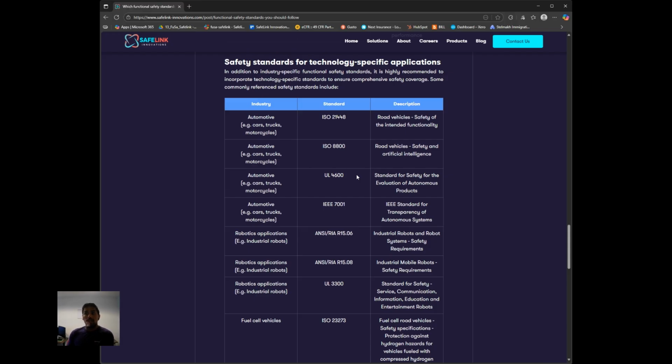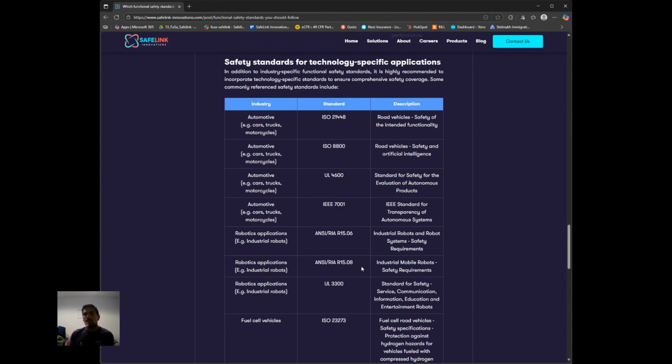Similarly, in robotics, there are a lot of standards like ANSI RIA R15.06, ANSI RIA R15.08. These are very helpful with mobile robots and other robotics applications.